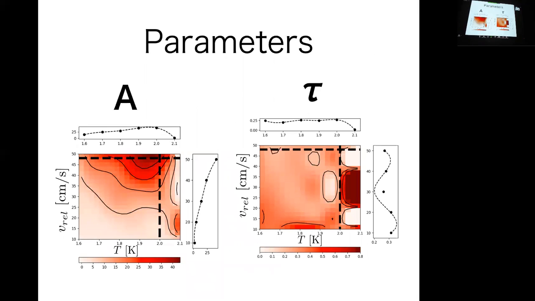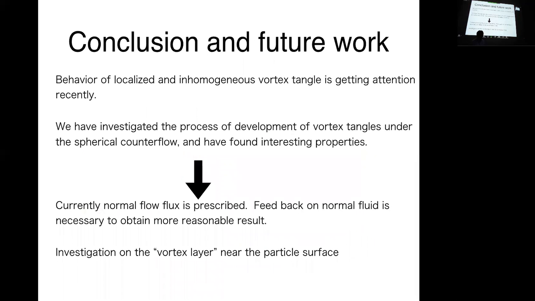We can roughly see the dependence on temperature and relative velocity. And the conclusion is that the behavior of localized and inhomogeneous vortex tangle is getting attention recently. And we have investigated the process of development of vortex tangle under the spherical counterflow and found interesting properties.